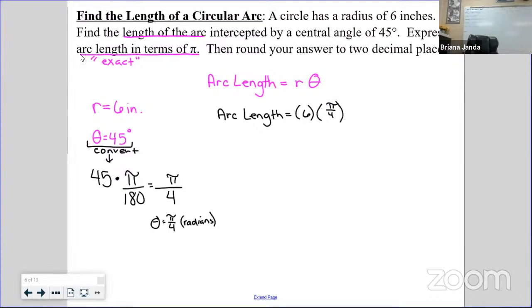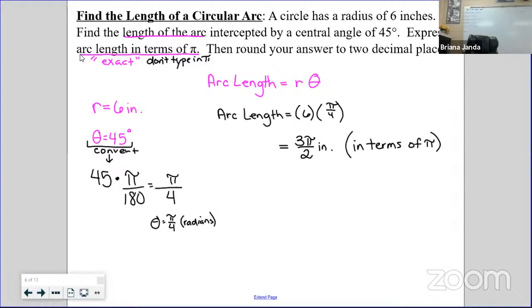Okay, it said to express your arc length in terms of pi. That means don't type in pi. That's what express in terms of pi means. So what am I typing in? I'm typing in 6 divided by 4 and simplifying that fraction. 6 over 4 would simplify to 3 over 2. So this would simplify down to 3 pi over 2 inches. That is in terms of pi. That's that first part. In terms of pi just means don't type pi in, keep it as a symbol.